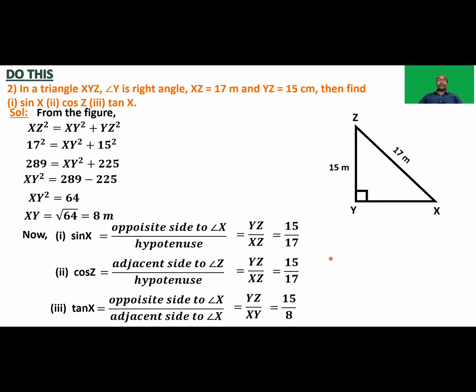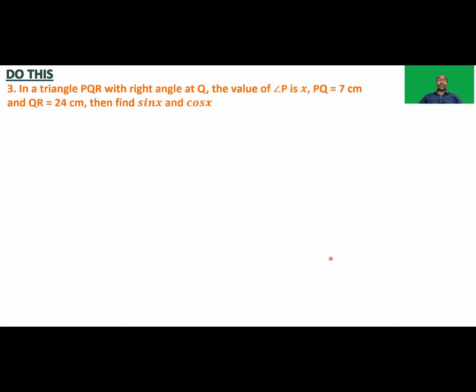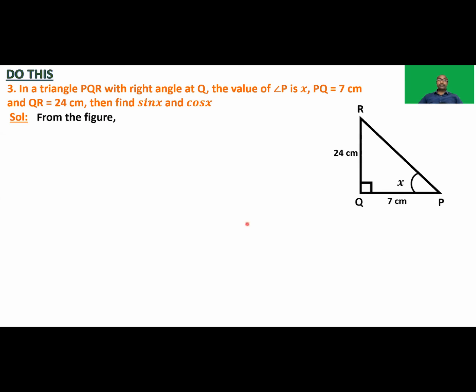Take another problem. In a triangle PQR with right angle at Q, the value of angle P is x. PQ is 7 centimeters and QR is equal to 24 centimeters. Then find sin x and cos x. We solve this problem also like previous problems. So for now I am presenting the solution here. I am not explaining. You can understand it. Students, please watch carefully.